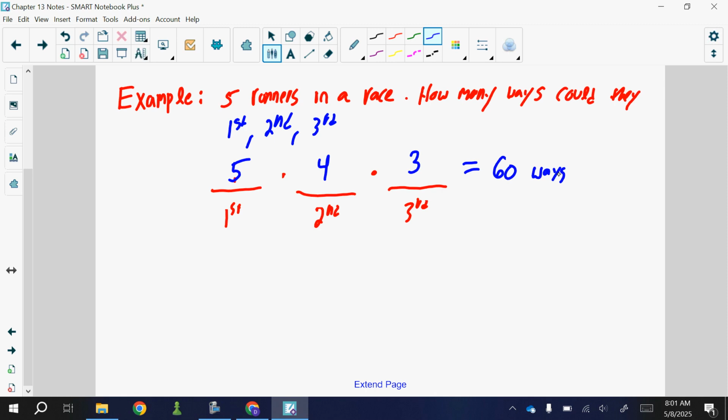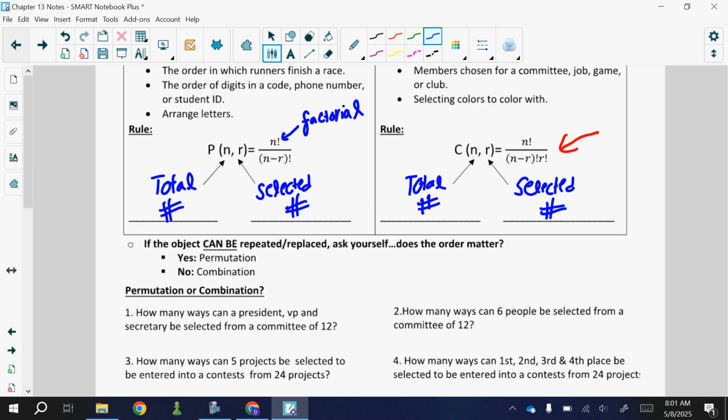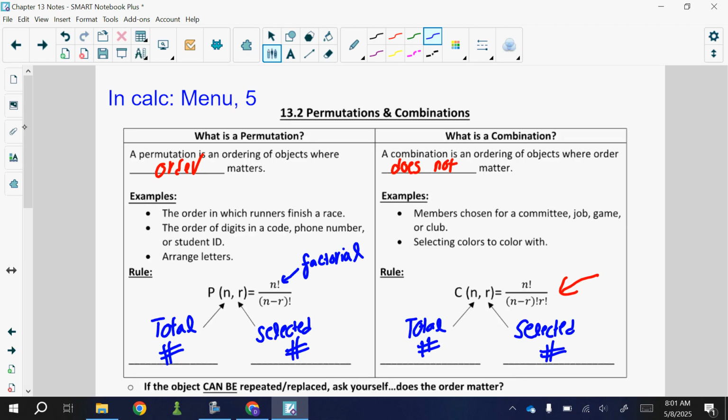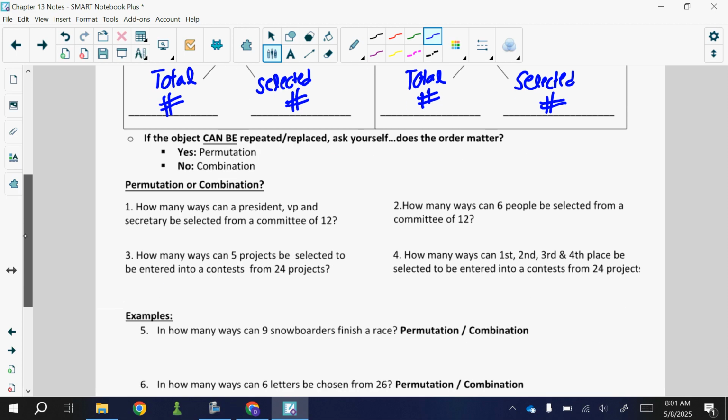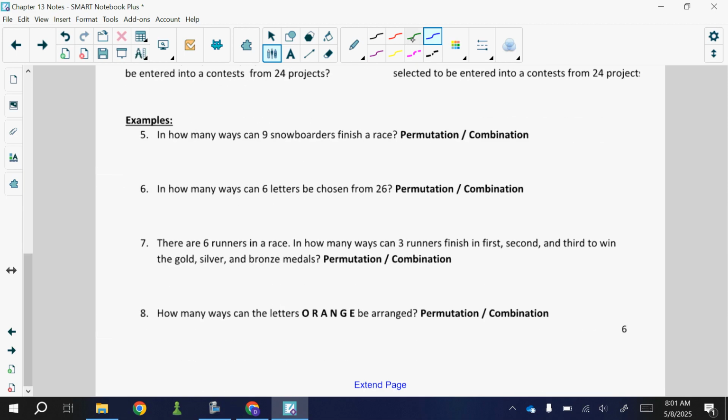Okay, so that's kind of how factorials work and why they are in your equation for permutations and combinations. Realistically, we will just have you put it in the calculator with the menu 5 command. So on these questions, the first key step is to identify if it is a permutation or combination, then identify your N, your total amount of things, and then R, your selected amount. Okay, so let's take a look at example 5.